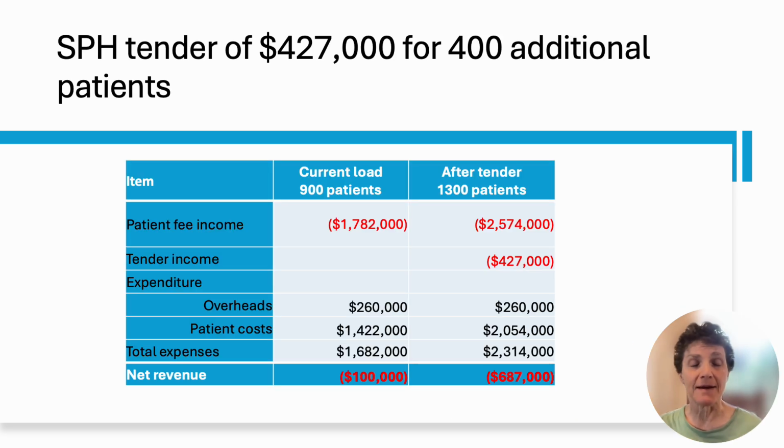Question 5 mentions a bid of $427,000, and what impact this will have on profitability. The schedule I've created here shows that for the current 900 patients and overheads of $260,000, we have revenue of $100,000 per year. Increasing patients by 400 to 1,300 patients with additional income of $427,000 with the same overheads of $260,000 will increase revenue by $587,000 to $687,000. My calculations are all in the Excel spreadsheet.